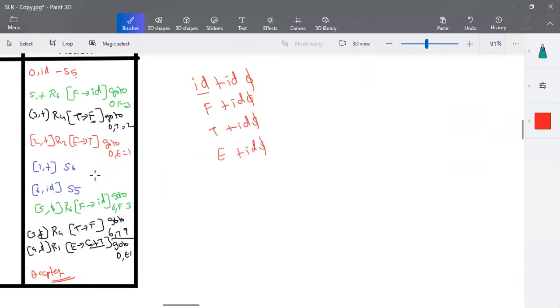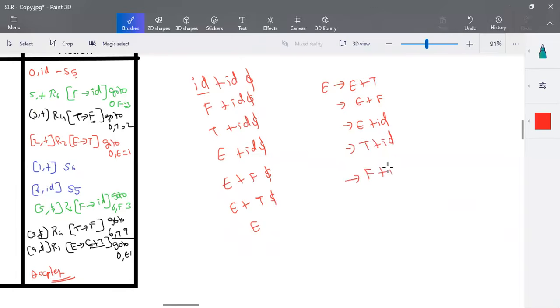And what else we have? You have the reduction here. So this ID is again reduced to F, and this F is reduced to T, and this E plus T is reduced to E. Okay, so when you want to write this in the reverse of it, we start from E tends to E plus T, the reverse of it. And then this T is converted into F, and this F to ID. I'm just writing the reverse portion of it. E to T, T to F. So T plus ID, F plus ID, and finally this F is reduced to ID.